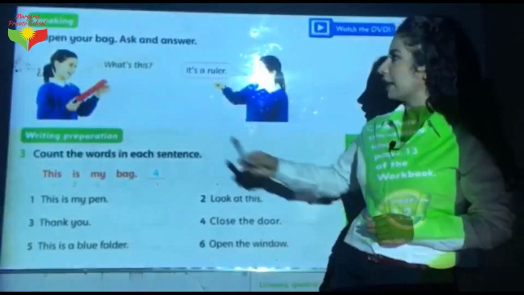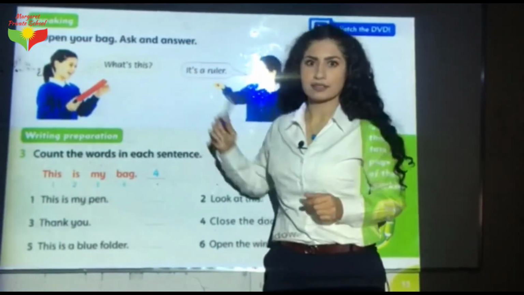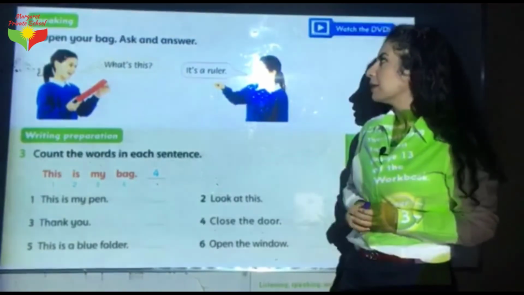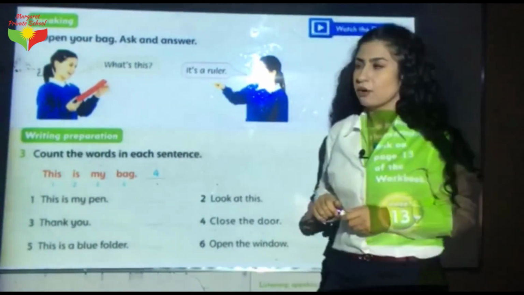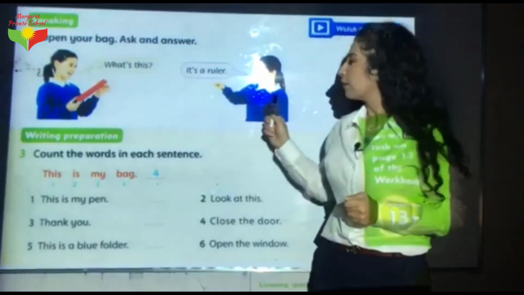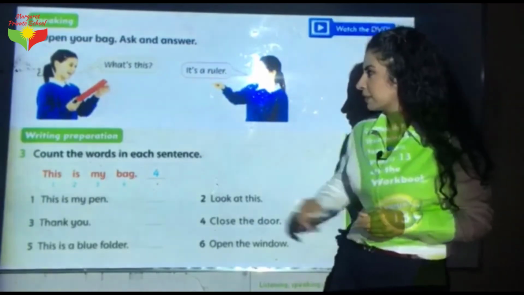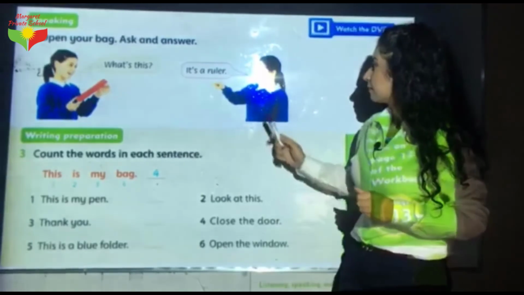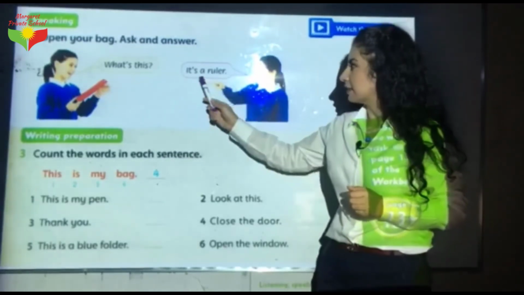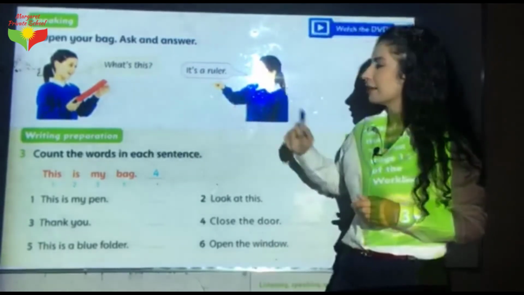Okay, dears? Dear kids, now look at this exercise. Open your bag, ask and answer. Look at these two girls. One of them is asking and the other one is answering. She says, "What's this?" Okay. This girl says it's a ruler.